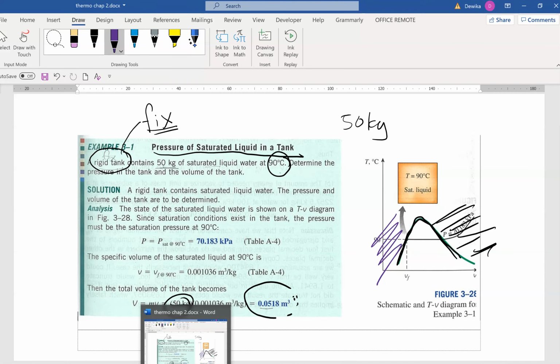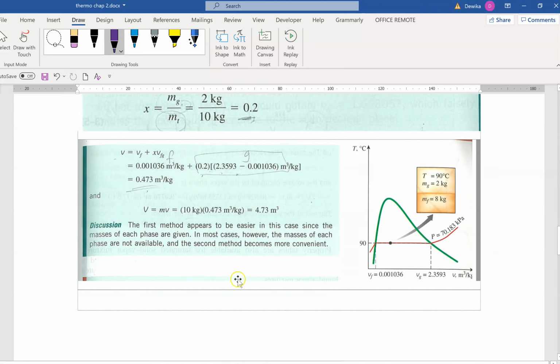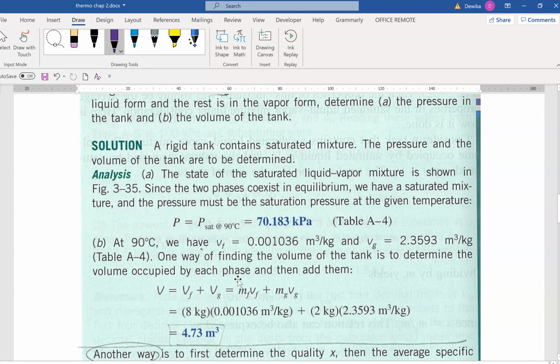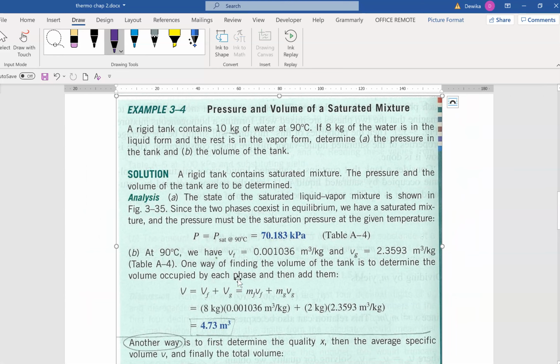Okay, so let's look at one example so that you will understand it better. We're going to go to the example on pressure and volume of a saturated mixture. A rigid tank, so once again the volume is constant. We have 10 kilograms of water at 90 degrees, and if 8 kilograms of water is in the liquid form, the rest is in vapor form. So out of 10 kilograms, 8 kilograms is liquid and of course 2 kilograms is vapor. Determine the pressure in the tank and the volume of the tank.